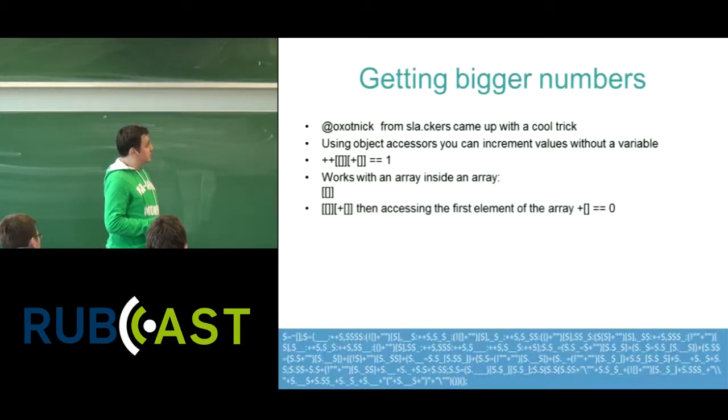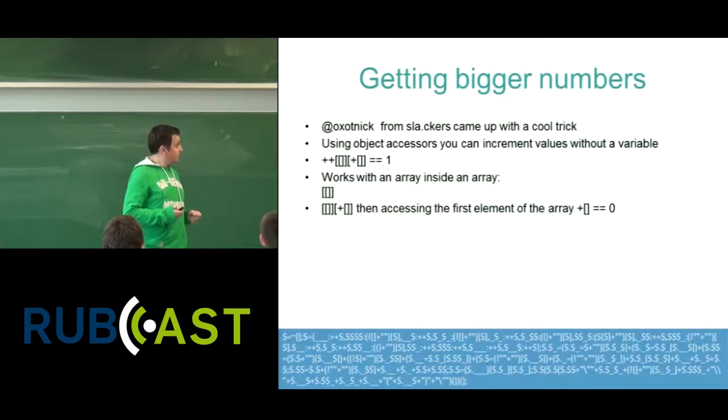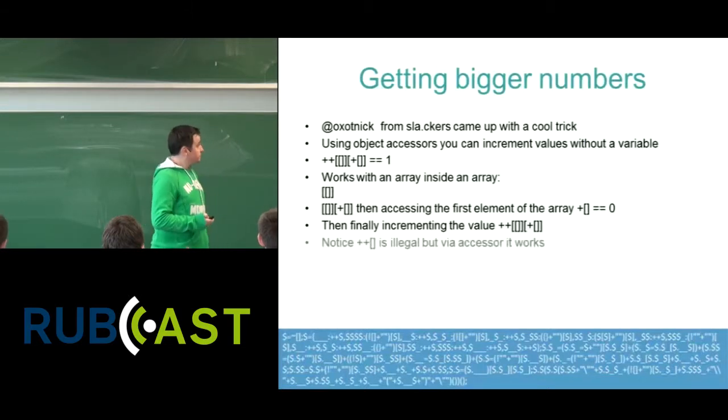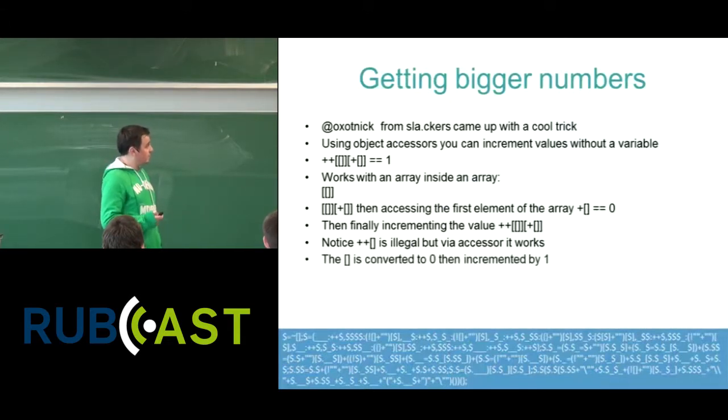So how it works is that the array is inside another array, and then the plus gets the 0 from the array, and then gets the first element of the object, which is an array. And then you can increment the array, so the 0, like I showed you before, will be incremented by 1 because you're accessing it as an object accessor. So if you try and do that, for example, that's illegal. You can't do that. But using it within that context, with an object accessor, then you can increment it. So it's converted to 0, and then you increment it by 1.